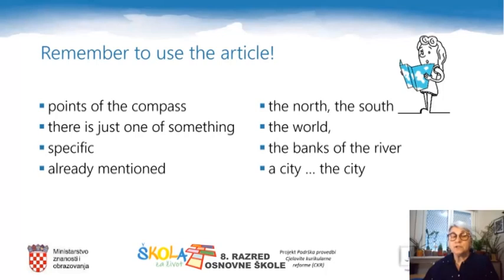Remember to use the articles. When you say that you travel to the north, or something is in the south, there's the article. When you mention unique things, concepts like the world, something specific like the banks of the river, if there is a river where you go, or when you mention something for the second and later times, like a city, you go to the city when everybody knows what you are talking about. Something is already mentioned.